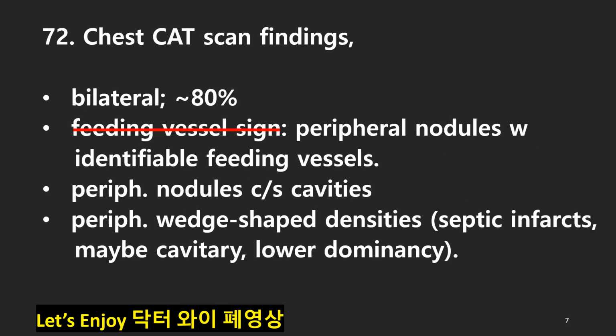Chest CAT scan findings of septic pulmonary embolism. These findings are the same as chest X-ray findings. Up to 80% of the patients show us bilateral distribution of the nodules. And feeding vessel sign, I'll talk to you about that later. And peripheral nodules, some with cavities, some without cavities. And peripheral wedge-shaped densities, which usually mean septic pulmonary infarcts, maybe cavitary, lower dominance.